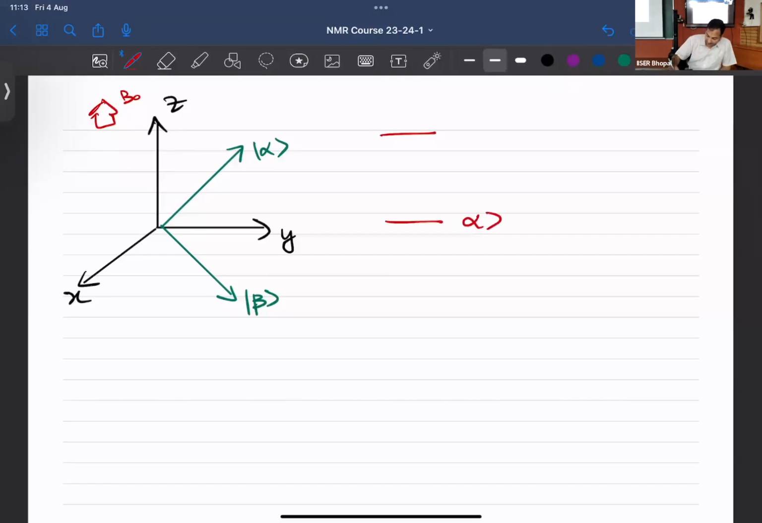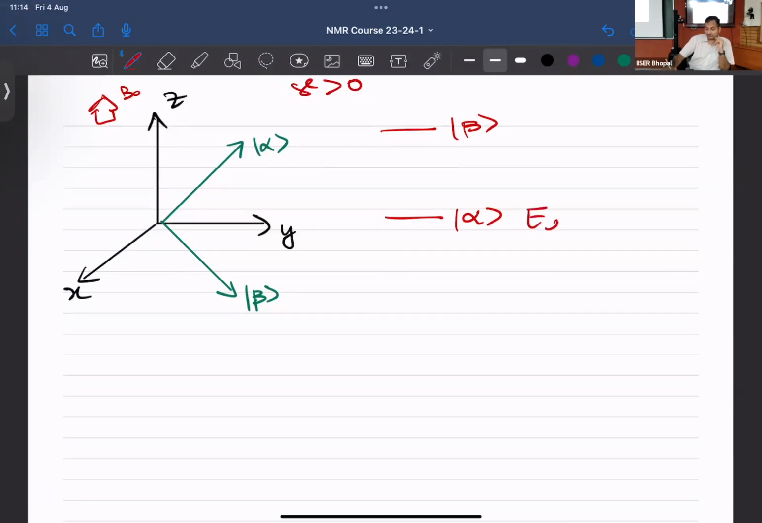So you have the alpha state and you have the beta state, where alpha is the lower in energy. So the question we have here, what is the energy of this alpha state, right? We said energy is going to be given by minus mu dot B. And then we reduced it to minus gamma B naught M h cross for a given state M, right?